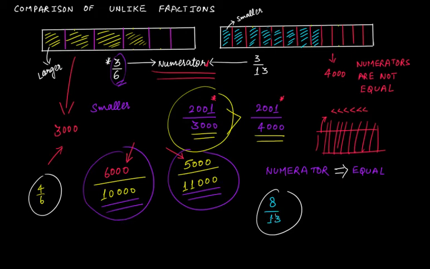That's not easy. Because in the case of unlike fractions with the same numerator, you can tell that since the single portion in this case will be larger than this one, therefore 3 portions of this block will be greater than the 3 portions of this whole block. But not in this case. How will you compare it? It's 4 by 6 and it's 8 by 13.